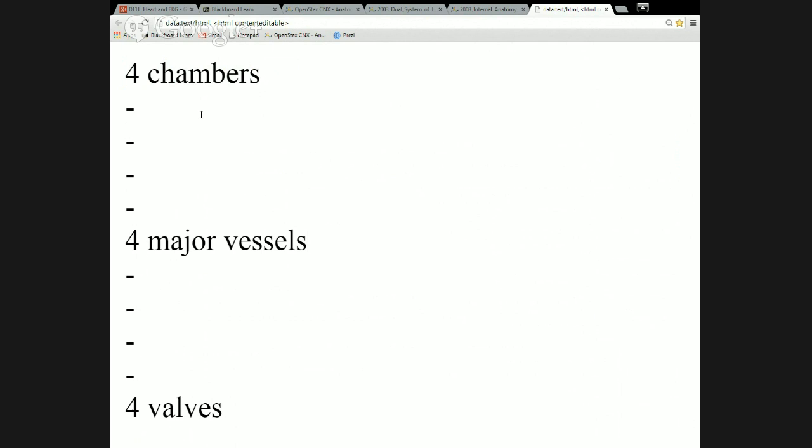Switching back and forth from the camera to the screen is going to be a little bit much. So I'm going to talk about all this and write everything on the screen here. And then I'll switch to the model and point things out for you.